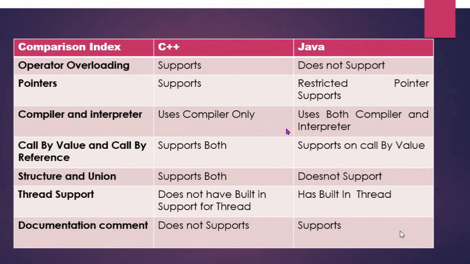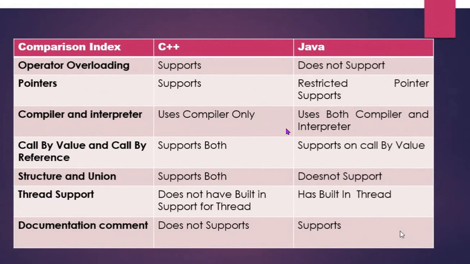Structure and union: C++ supports both, Java does not support. Thread support: C++ does not have built-in support for threads. Java has built-in threads. There is a built-in thread inside Java.